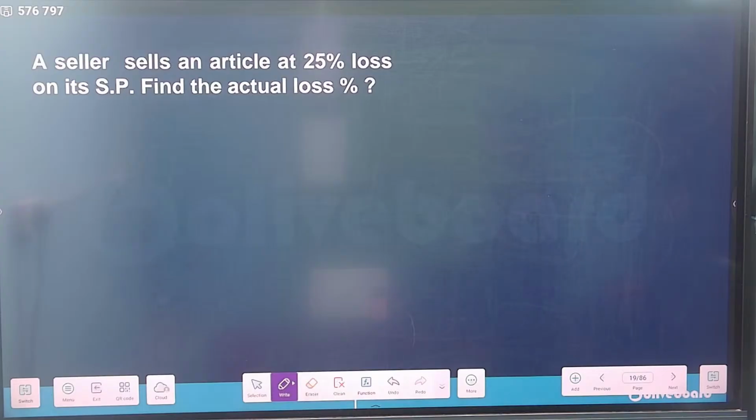Can you solve? A seller sells an article at 25% loss on its selling price. 25% loss. Come on, I think this could be done by all of you. This is like 25% loss.